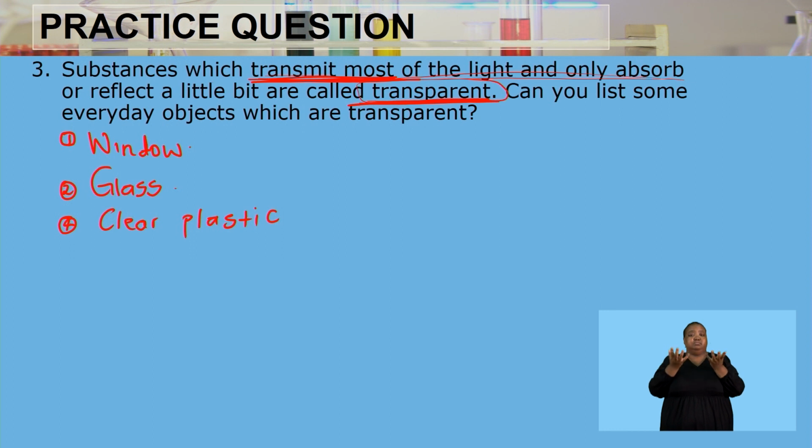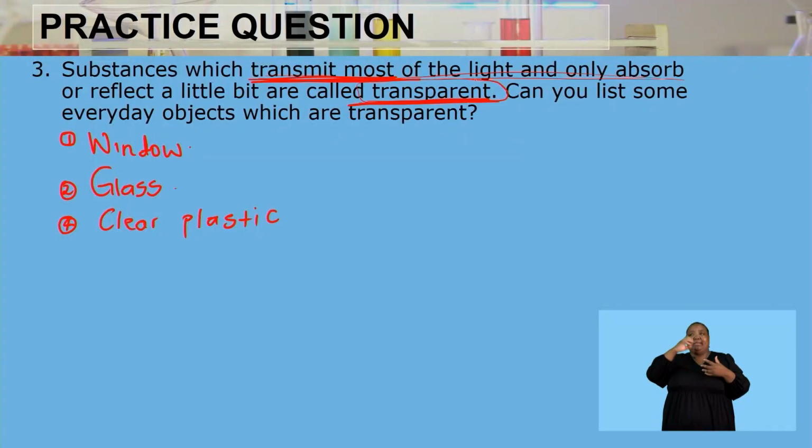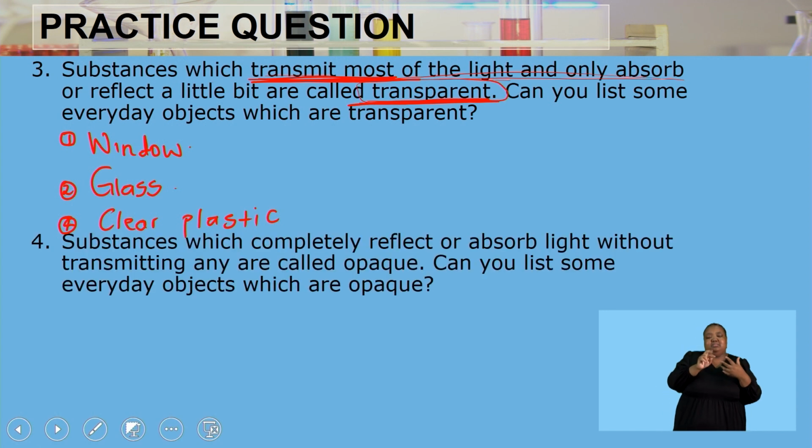Because we are able to see through these objects, we can see objects on the other side of these materials, so these materials are said to be transparent. If they are transparent, they allow most of the light and only absorb or reflect a little bit of that light. So therefore, these objects are said to be transparent.